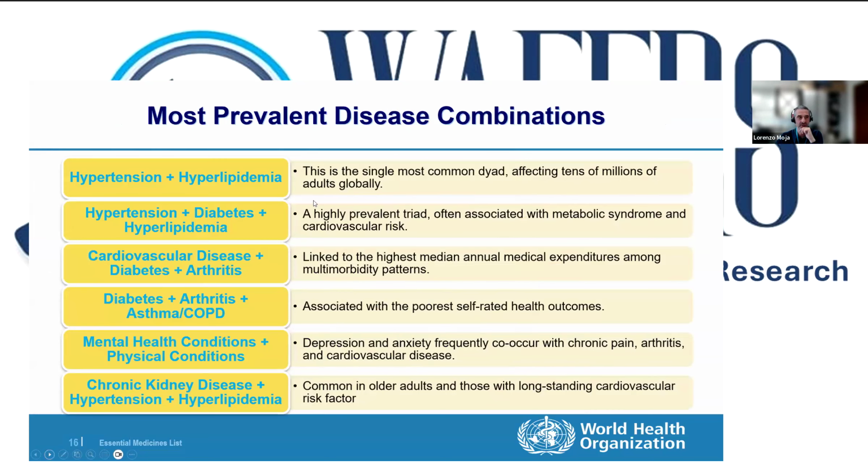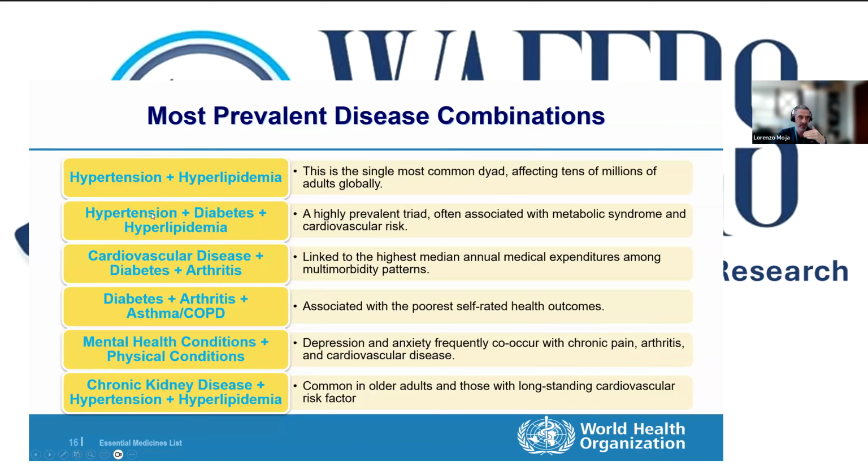So let me talk about the most prevalent disease combinations that we are facing. The most frequent is hypertension and hyperlipidemia, which I think affects around 10 million adults globally. I think it would be the most prevalent also in Africa, if it's not already the top one. Clearly, with aging, these will become more and more common. And on these, we then go on to a series of multimorbidities.